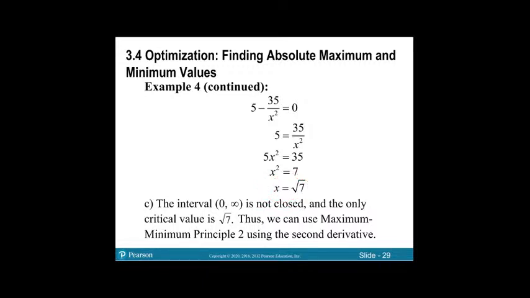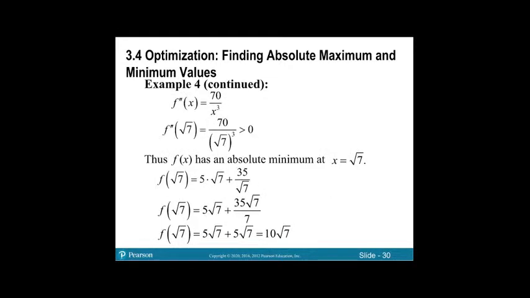Therefore, we have to use principle 2 using the second derivative. So we got 70 over x cubed, which is always positive, or when you plug in root 7, it's positive. Has an absolute minimum, 10 root 7. Man, it's like magic.